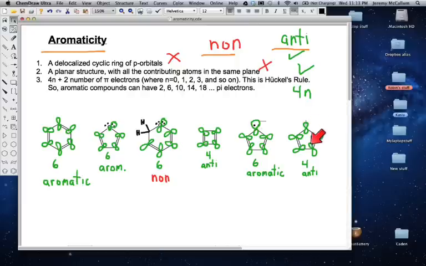So again, just to reiterate, because this is anti-aromatic, this compound would not exist. Anti-aromatic compounds are extremely unstable, they will not exist for a long time. So even though I've drawn this compound here, this is a compound that is not going to be formed and is not going to exist. Okay? So these are basically the rules or the criteria for aromaticity. If you follow the 3 rules correctly, it's aromatic. If 1 or 2 is not followed, it's non-aromatic. If 1 and 2 are followed, but you have 4n electrons, then the compound is anti-aromatic.